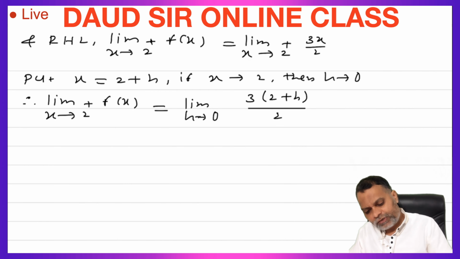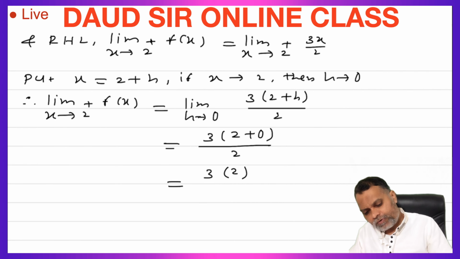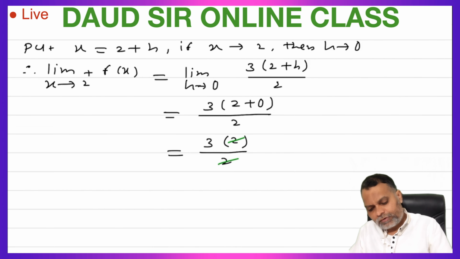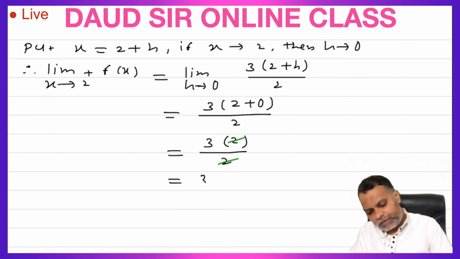Put h is equal to 0. 3 into 2 plus 0 upon 2, which is equal to 3 into 2 upon 2. The 2s cancel, so which is equal to 3.